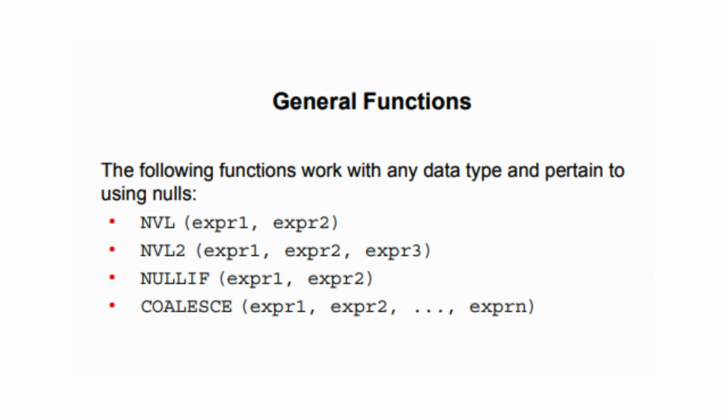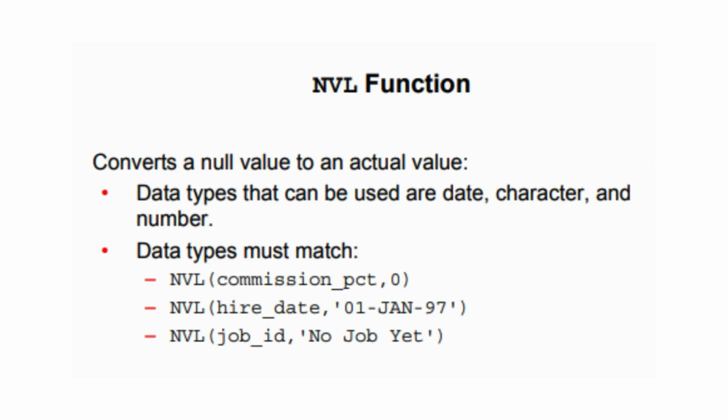NULLIF compares two expressions and returns null if they are equal, and returns the first expression if they are not equal. COALESCE returns the first non-null expression in the expression list. To convert a null value to an actual value, use the NVL function. Data types that can be used are date, character, and number.